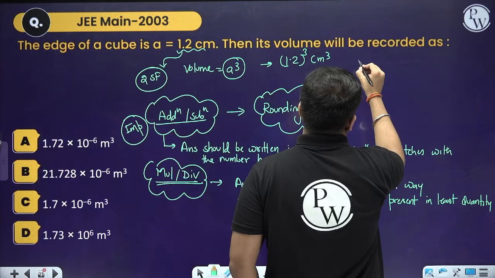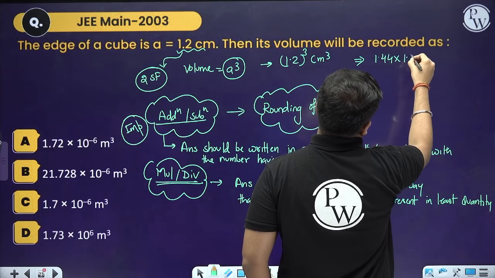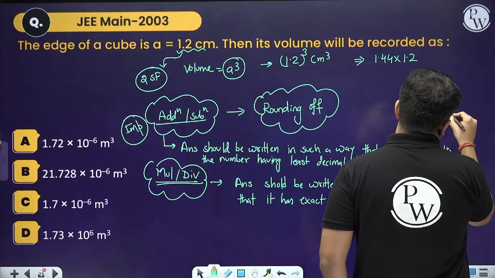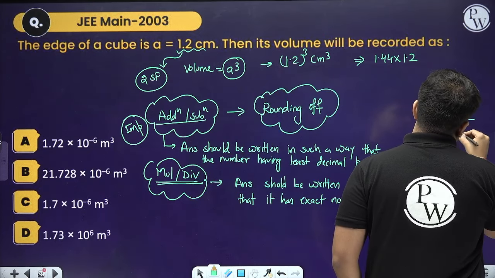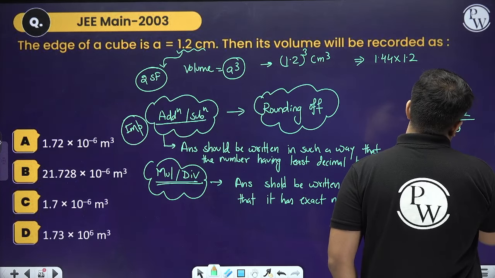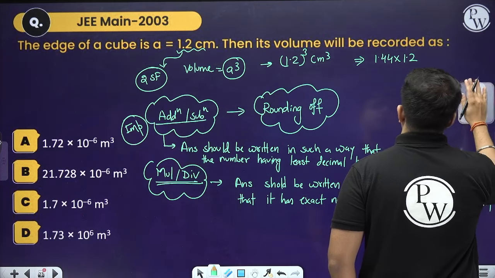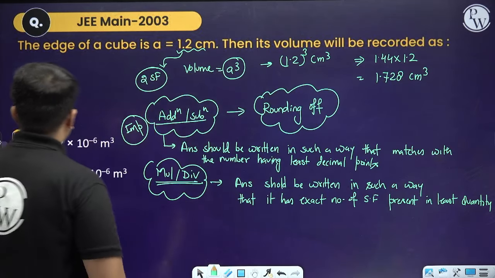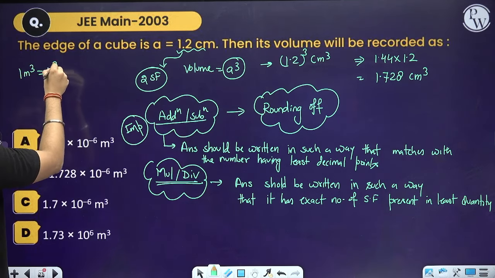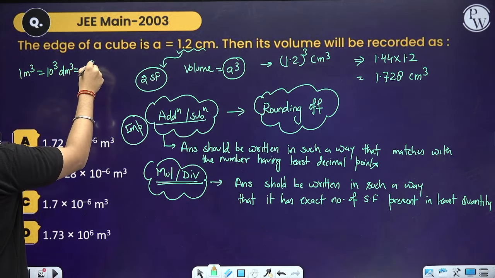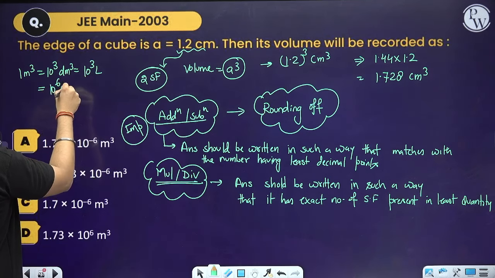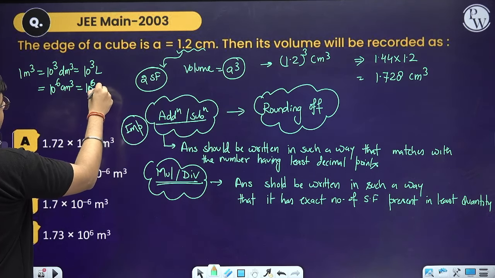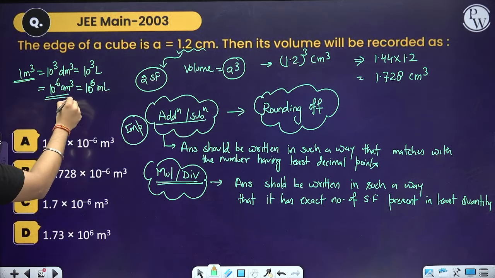So if I'm multiplying 1.2 by 1.2, the value will be 1.44, and 1.44 multiplied by 1.2 gives 1.728. So that will be 1.728 centimeter cube. Now I know that 1 meter cube is equal to 10 raised to the power 3 decimeter cube, which is equal to 10 raised to the power 3 liter, which is equal to 10 raised to the power 6 centimeter cube, which is equal to 10 raised to the power 6 ml. So I can say that 1 meter cube is equal to 10 raised to the power 6 centimeter cube.